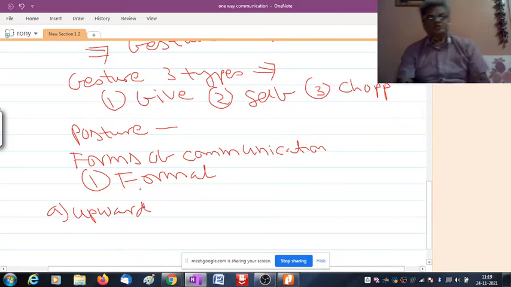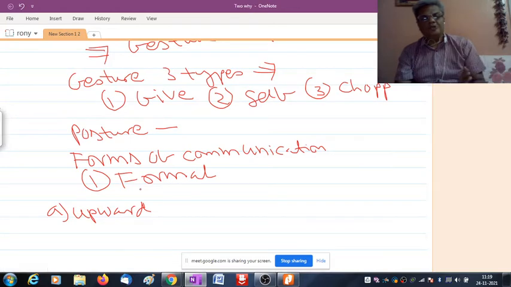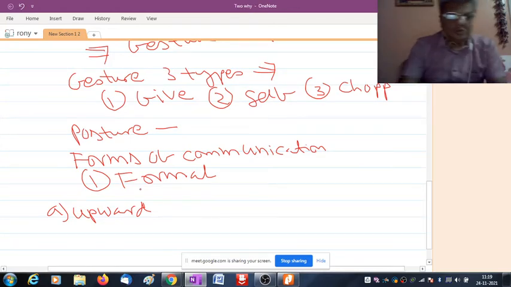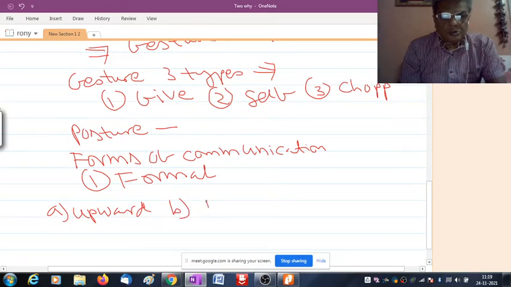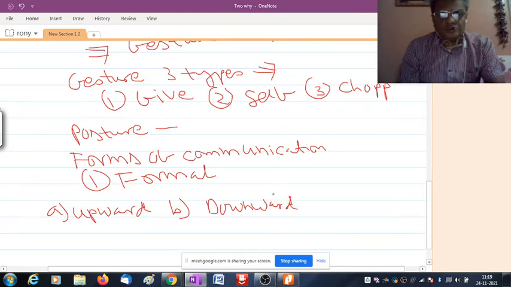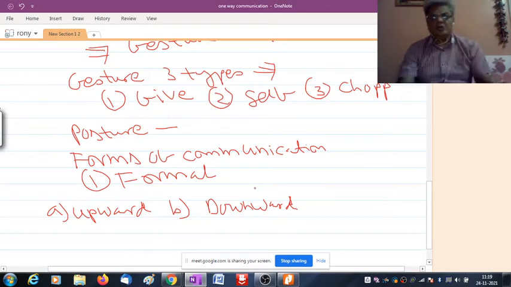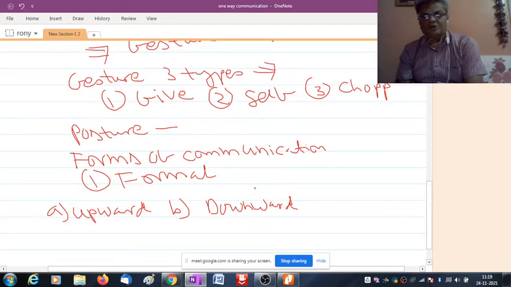Upward means from the subordinate to the boss, to the top authority. Then downward, from the top boss to the subordinate.